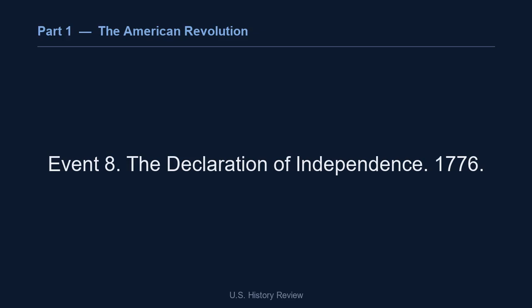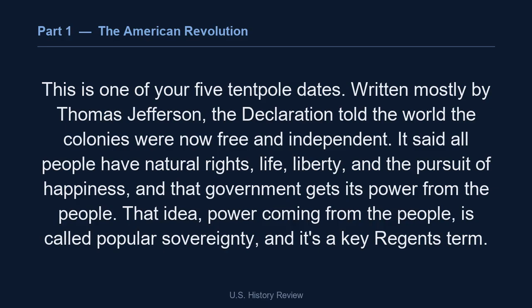Event 8. The Declaration of Independence. 1776. This is one of your 5 tentpole dates. Written mostly by Thomas Jefferson, the Declaration told the world the colonies were now free and independent. It said all people have natural rights, life, liberty, and the pursuit of happiness, and that government gets its power from the people. That idea, power coming from the people, is called popular sovereignty, and it's a key Regents term.